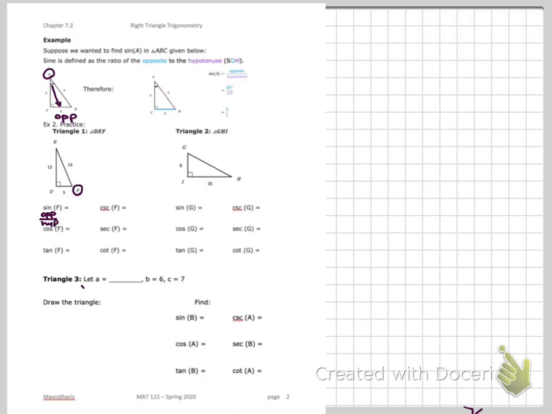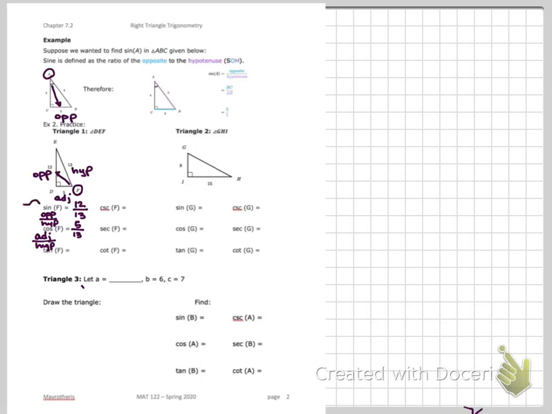So the side opposite F, for F, this is the opposite side. This is the hypotenuse. I might as well label them all, which makes this the adjacent. So opposite is 12, hypotenuse is 13, and that's it. Okay. Cosine is adjacent over hypotenuse. The adjacent side is 5. Hypotenuse is still 13. If you can reduce them, reduce them. Can't really reduce these ones, so we're okay.